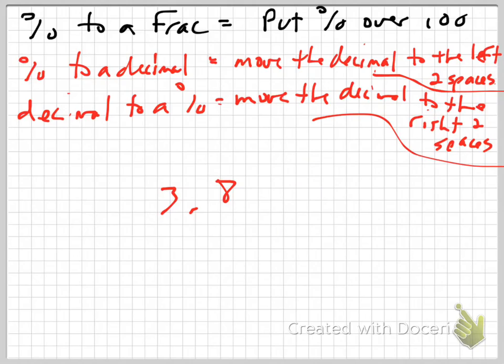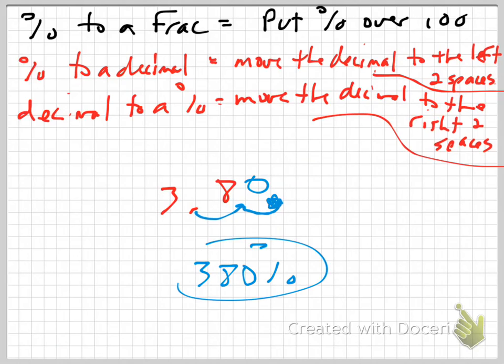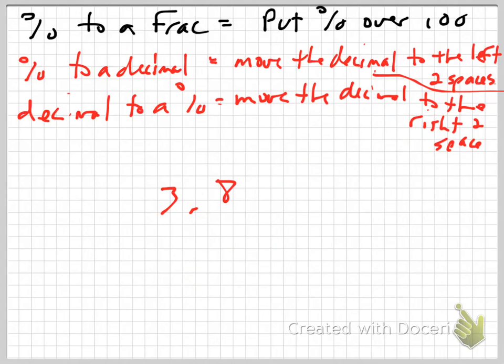What do you do when there's not a place to move the decimal? You're supposed to move it to the right 2 spaces, and you go, well, oh, there's only 1. What do I do? You move it again anyway, and then you put a 0 there. Agreed? You've done that before. So what is the answer then? 380%. And that should make some sense. If you have 380%, that's going to be between 3 and 4. If 300 is 3 and 400 is 4, then 380 is almost 4, which is 3.8, which is what we had.